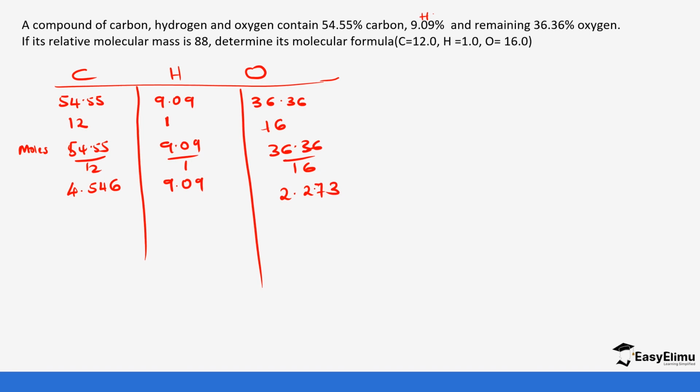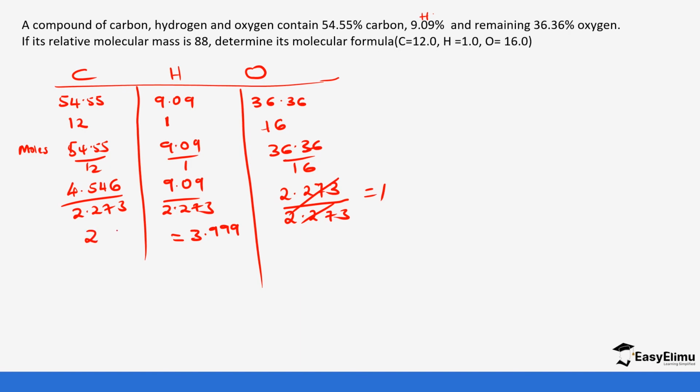So you divide all the sides, remember in the moles, by the lowest value, and that is 2.273. So you divide by 2.273, you divide by 2.273, and you divide by 2.273. So this gives us 1. This one will give us 3.999, and then 4.546 divided by 2.273 will give us 2.